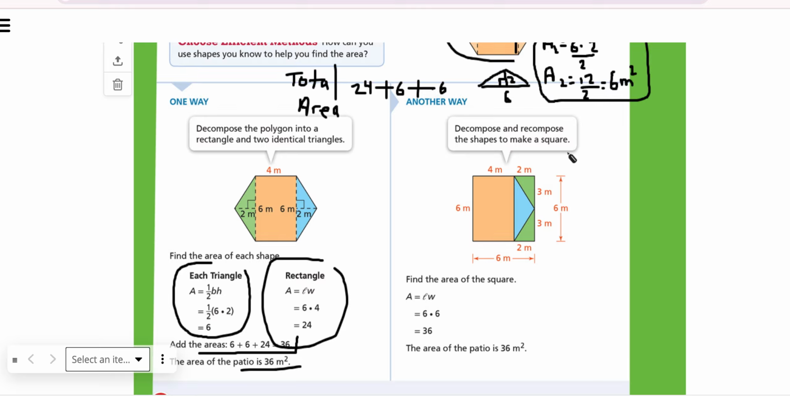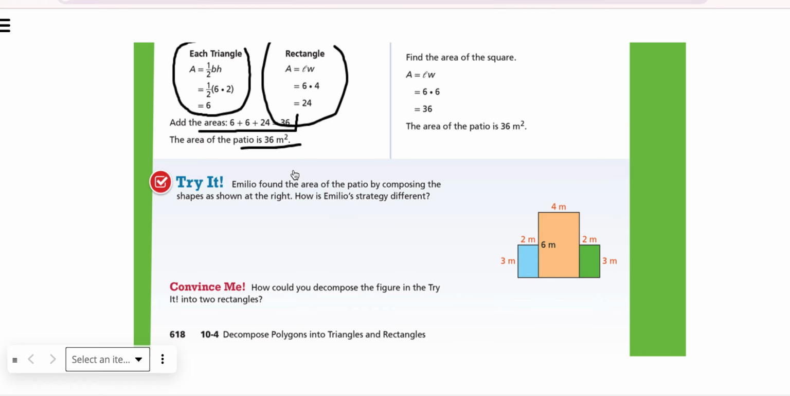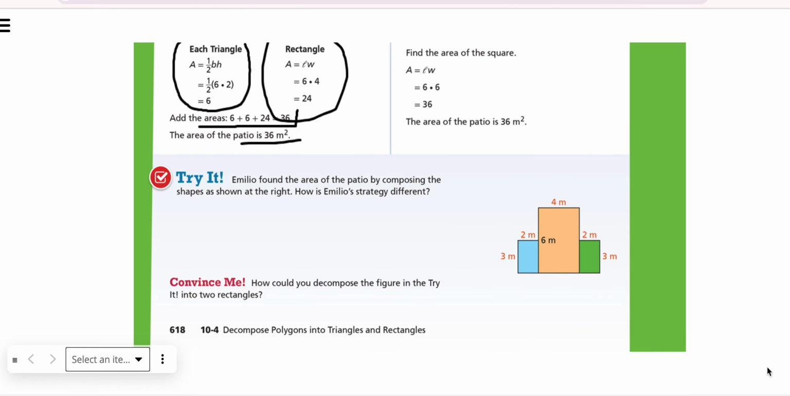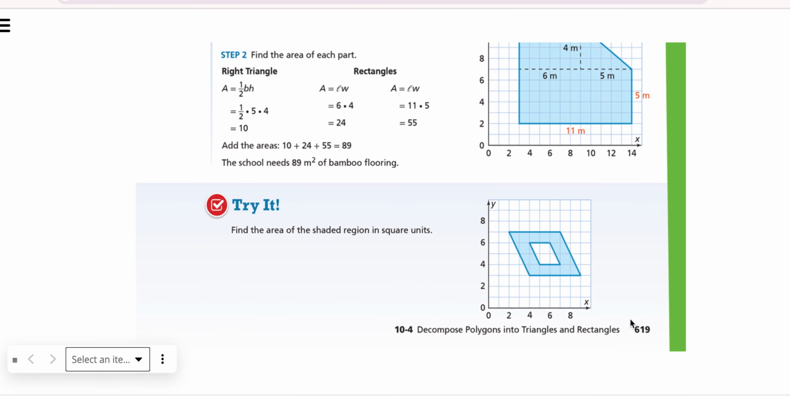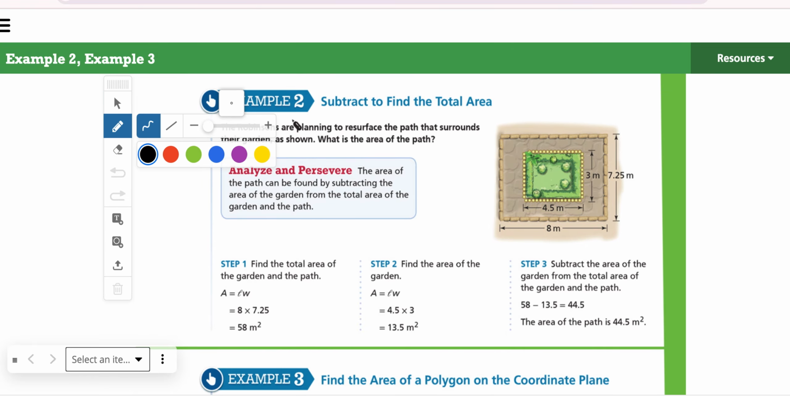There's another way to do this. What they did, they cut it in pieces. I'm not gonna go over this because I don't want you to do it that way. I want you to do it the simpler way, which is just looking at the shapes, and for the most part you're going to have rectangles and triangles. All right, and this is another way to do the patio. So we're going to skip that, and we're going to go now to the next page, which is page 619, and we're going to look at example number 2. So make sure everybody's on that page.